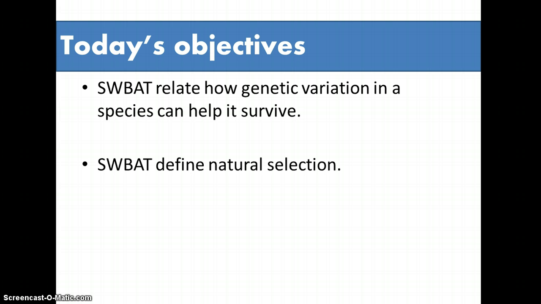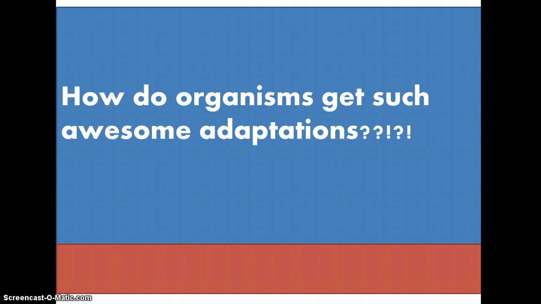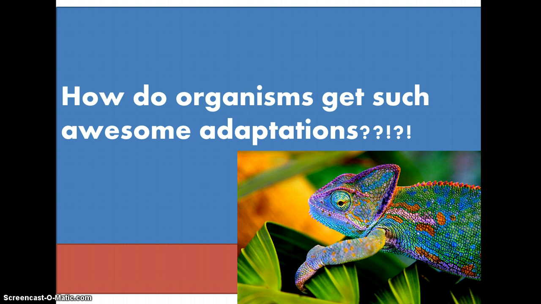So today's lesson is going to be on natural selection and also genetic variation. The first thing I want you to think about is, how do organisms get such awesome adaptations? So what do I mean by adaptations? I mean cool things that animals and other organisms can do. For example, this chameleon. It can change colors, or it can camouflage with its background environment, or stick out to have such really beautiful coloration. How did organisms get to be so specialized to do those types of things?